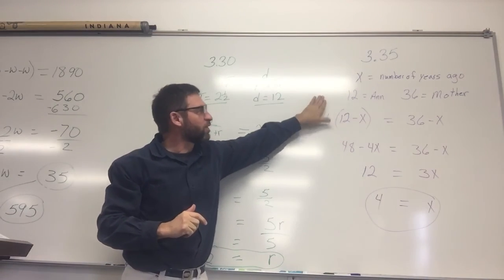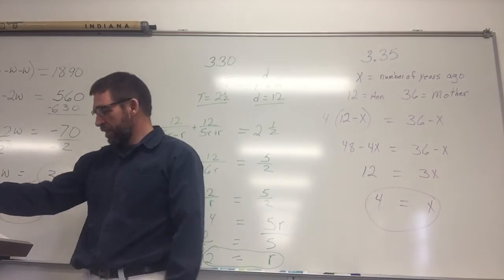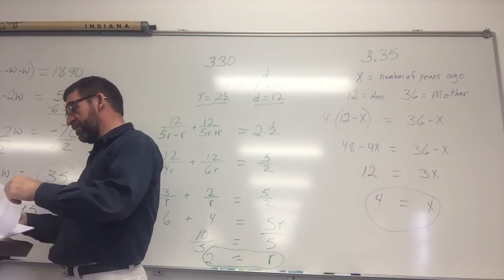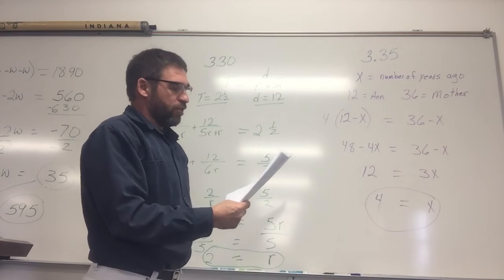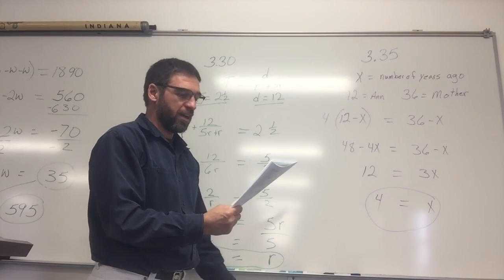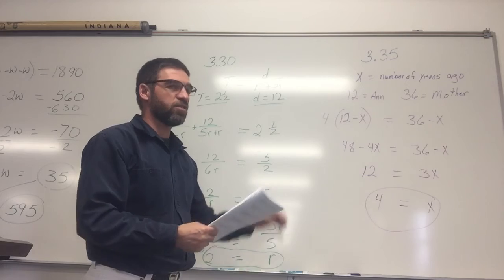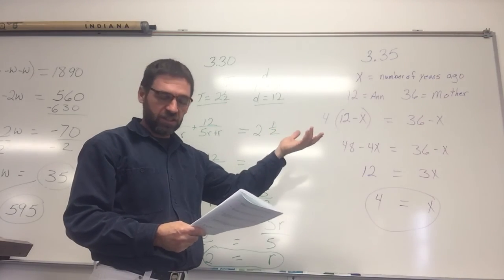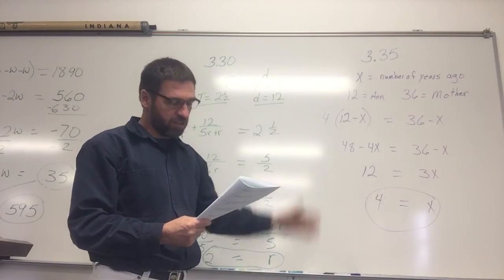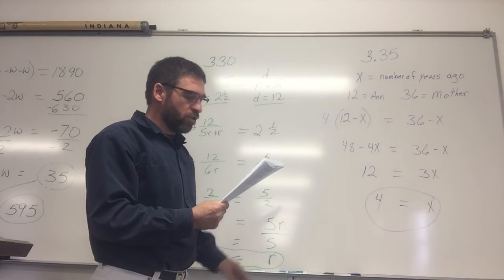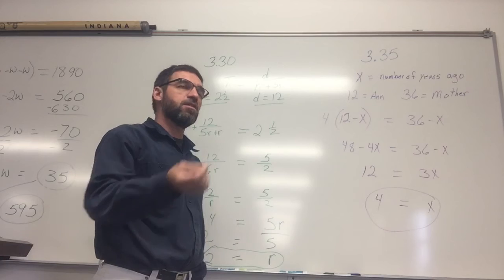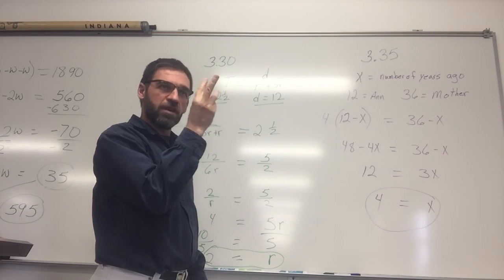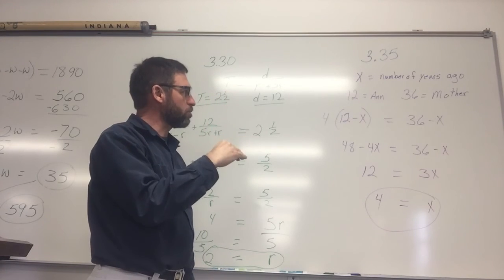This one's easier. 3.35. Turn the page to 42. 335, it says Anne is 12 years old. Her mother is 3 times as old as Anne. Okay, 3 times 12, her mother is 36. Anne's 12, mom's 36. How many years ago was her mother 4 times as old as Anne? Okay, so how many years ago was it 4 times? Right now she's 3 times. How many times was it 4?